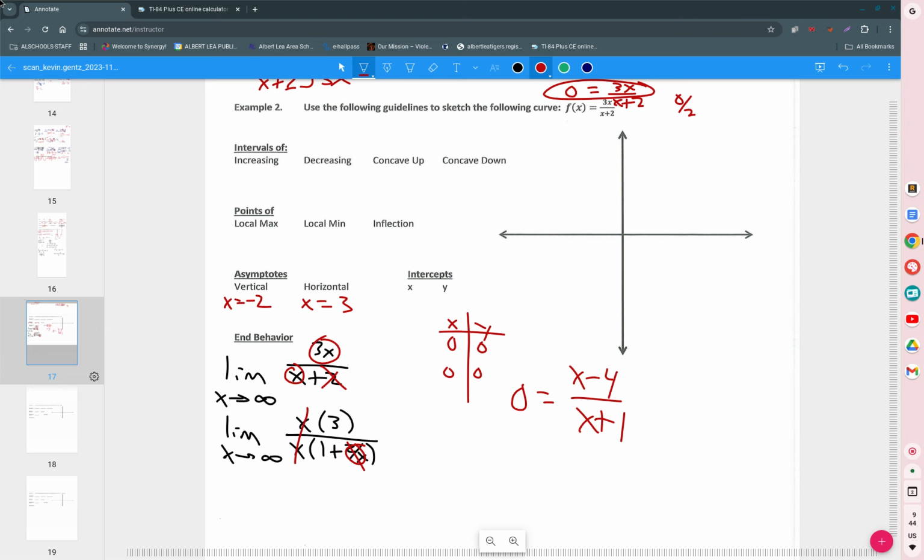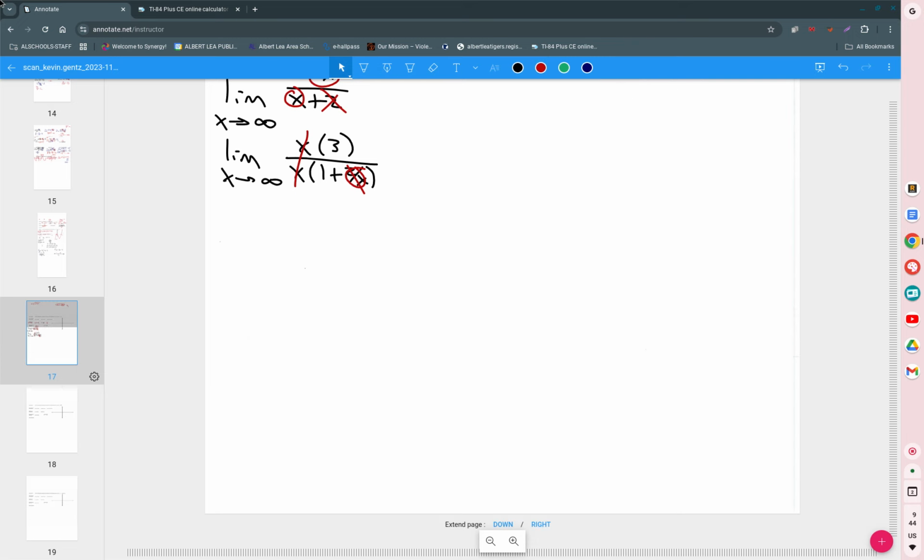So, what do we know about this thing? We know it goes through the origin, and we know it has some asymptotes. That's going to give us a pretty good sketch of the graph, but we need to confirm both our intervals of increasing, decreasing, and concavity, and our points of local min, local max, and inflection. And for that, I am going to need to use my first derivative test. What rule would we use to find this first derivative?